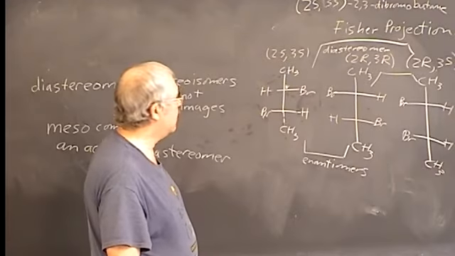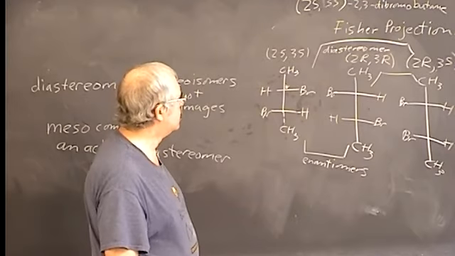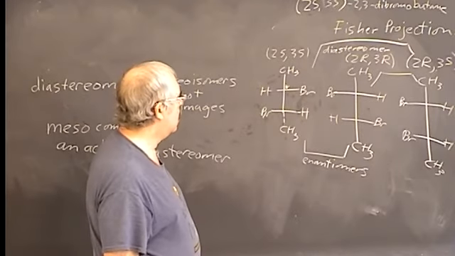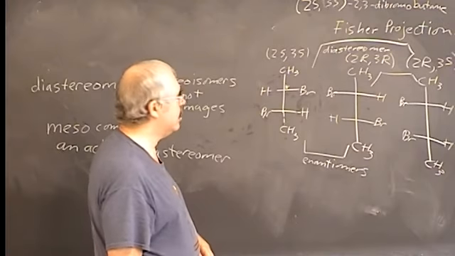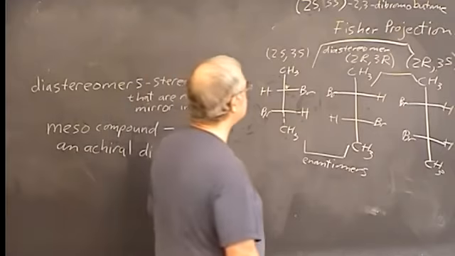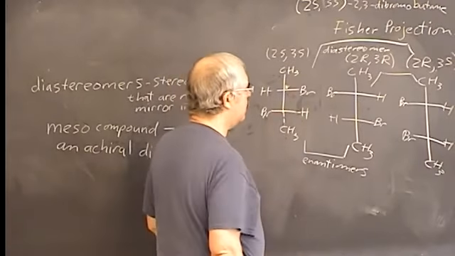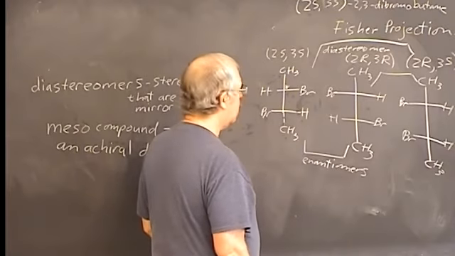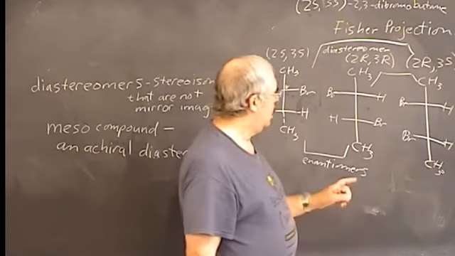Okay, so we can think of enantiomers as being like identical twins, and diastereomers being like other siblings. Okay, so these are stereoisomers that are not enantiomers. They are not mirror images of each other. Okay.